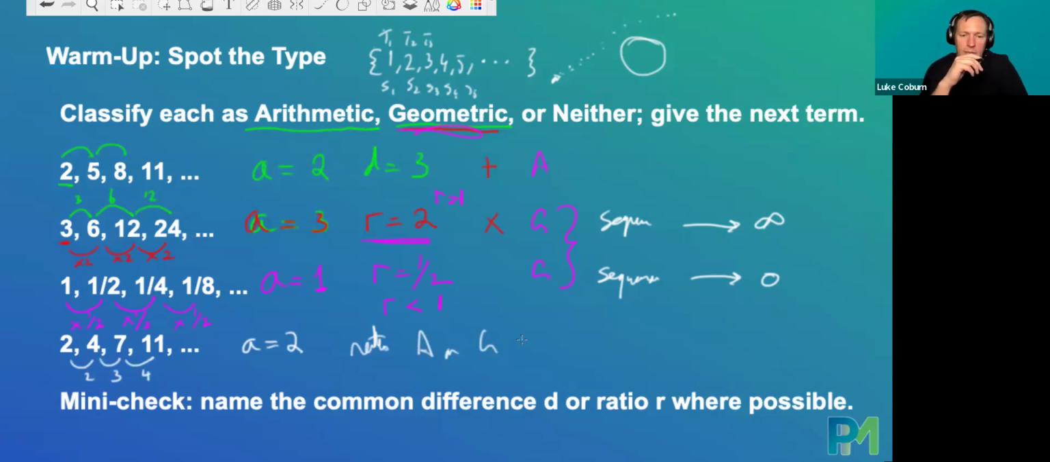And it says name the common difference D, or the, yeah, so that's what they were saying also. The common difference is D for the arithmetic sequence, and the common ratio is R. So we have a D and an R and an R.